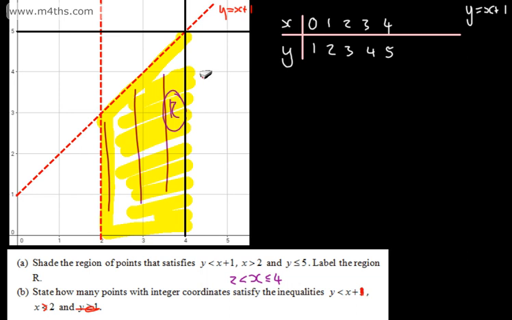So if we look now at some integer values that satisfy this based on the grid that we've got, we can see that we have (3, 0), (4, 0), (4, 1), (3, 1), (3, 2), (4, 2), (3, 3), (4, 3), and (4, 4). So they're all integers that will satisfy the inequality that I've just done.